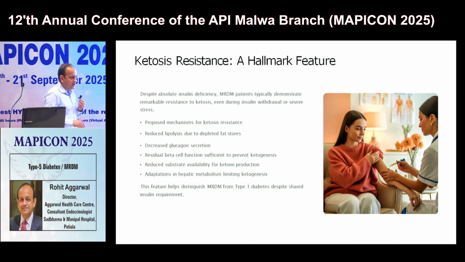Now another question is, why are the people ketosis resistant? They require a lot of insulin for sugar control, still they do not get ketosis. The reason is very simple, because fat ही नहीं है, because of reduced lipolysis, because of decreased fat stores. Second is decreased glucagon secretion, because the cells are not working, your islets are not working, not only the beta but the alpha cells are not working. Still you have a residual, partial beta cell function which is sufficient to prevent ketogenesis and reduce substrate availability for ketone production. So these are the few reasons why the patients are not becoming ketotic.